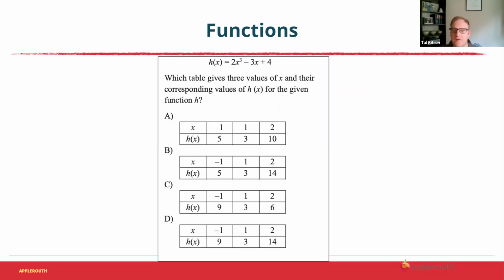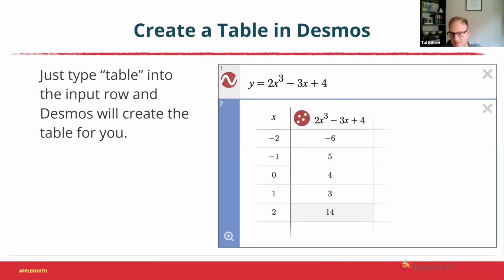And then finally, functions. Here, the table on Desmos is again a cheat code. You've got a cubic polynomial here, which is interesting, and they just want to know which of these answers with x, y points fits this graph. So again, literally type the word table into the first expression. It'll create a table for you.